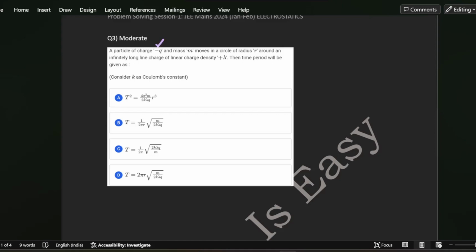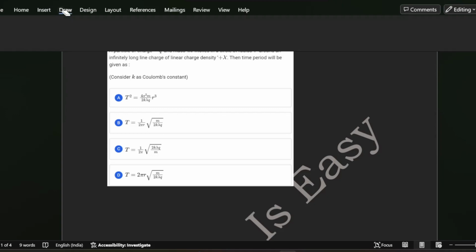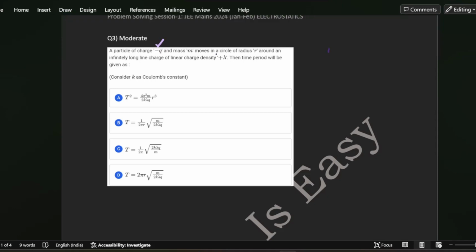Particle of charge minus q and mass m moves in a circle of radius r around an infinitely long line charge of linear charge density lambda, positive lambda. Do you know why this minus q and plus lambda has been given? When you are having an infinitely long line charge of positive lambda linear charge density and a minus q charge, then only there will be a force of attraction between them.